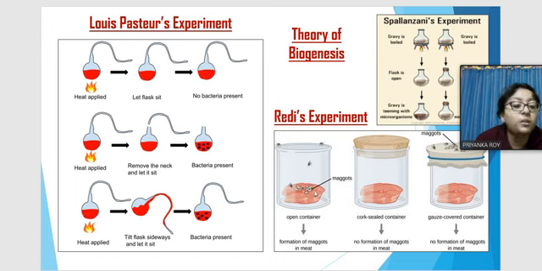It is not possible that the maggots start appearing on their own. Only when there is contact with the air, when flies can come in and lay their eggs, only then can the maggots form. So these experiments prove that spontaneous generation is not possible. This is known as the theory of biogenesis.